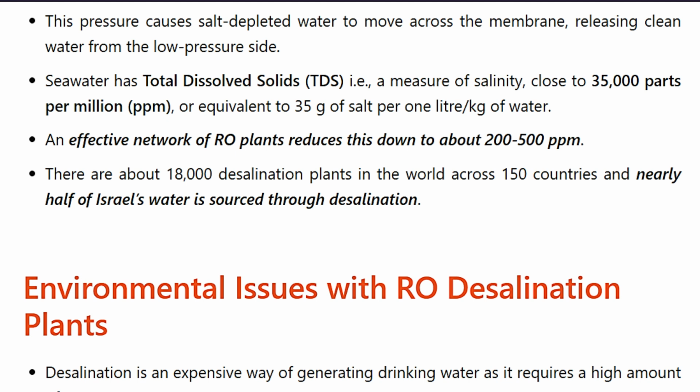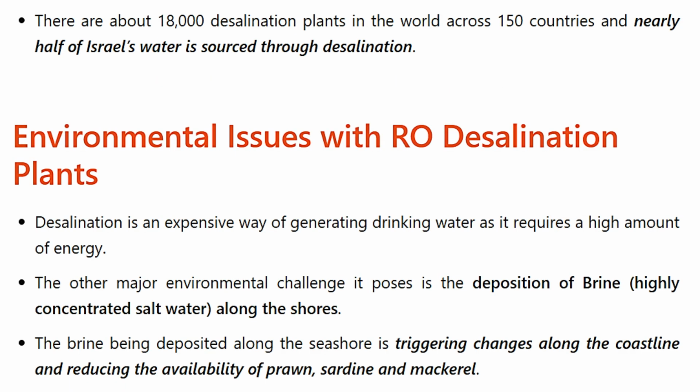There are about 18,000 desalination plants in the world across 150 countries, and nearly half of Israel's water is sourced through desalination. Environmental issues with RO desalination plants. Desalination is an expensive way of generating drinking water as it requires a high amount of energy. The other major environmental challenge it poses is the deposition of brine, highly concentrated salt water, along the shores.